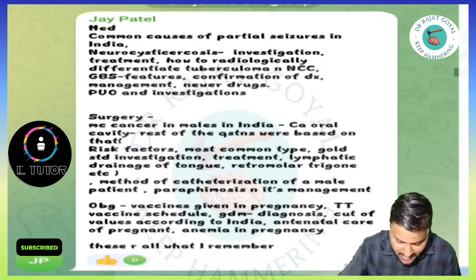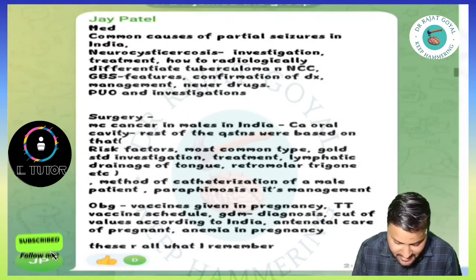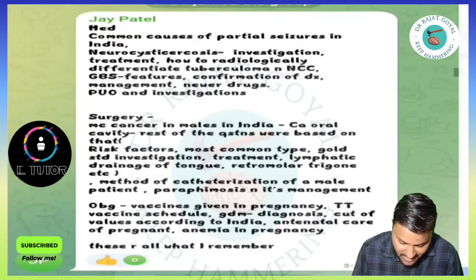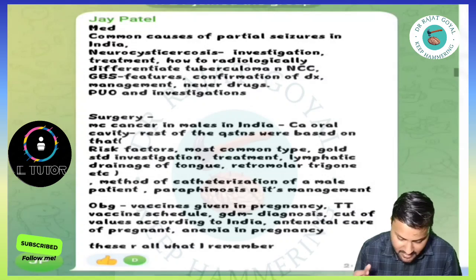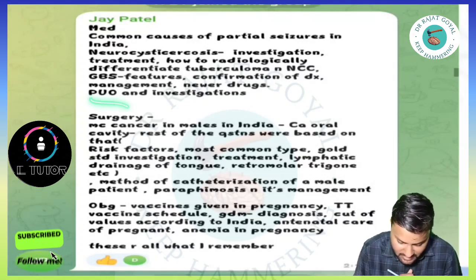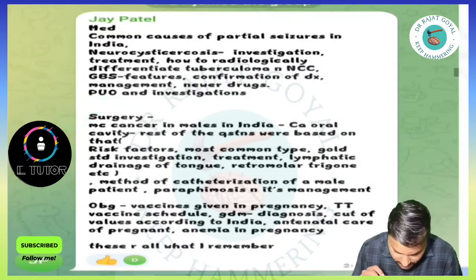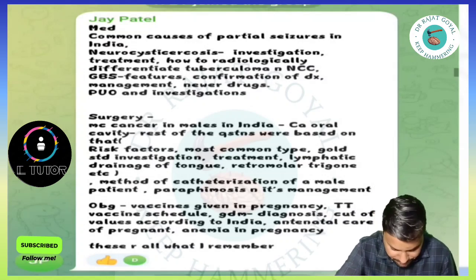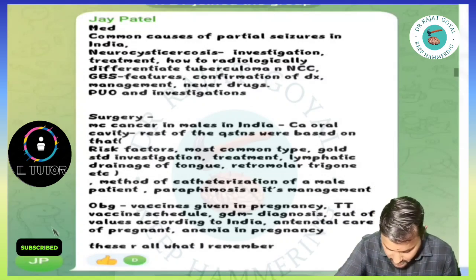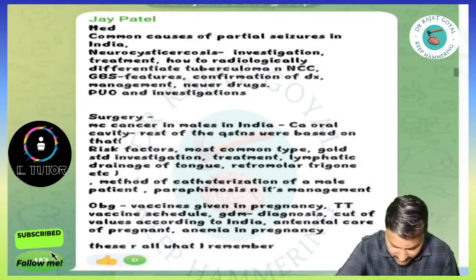Jay Patel is saying that my medicine questions were common causes of partial seizure in India, neurocysticercosis, investigation, treatment, how to radiologically differentiate tuberculoma and NCC, Guillain-Barré syndrome, pyrexia of unknown origin, and investigation. In surgery, cancer: most common cancer in male in India, so it will be carcinoma lip, oral. Rest of the questions were based on that only. Risk factors, most common type, gold standard investigation, treatment, lymphatic drainage of tongue, retromolar trigone, etc.